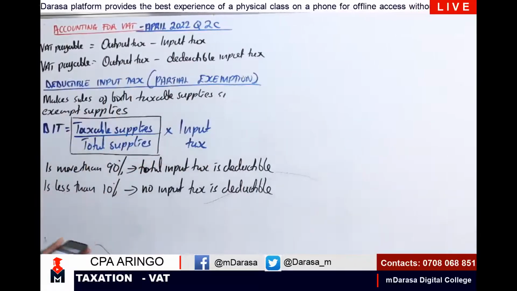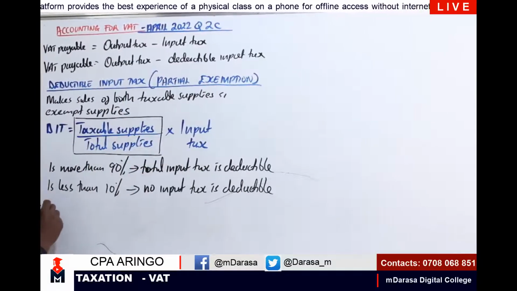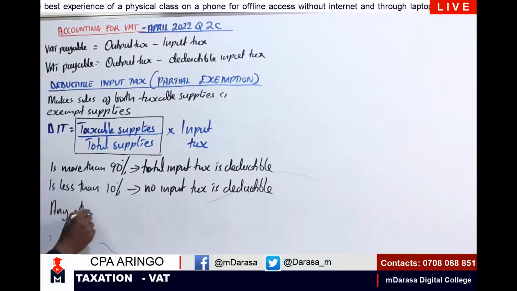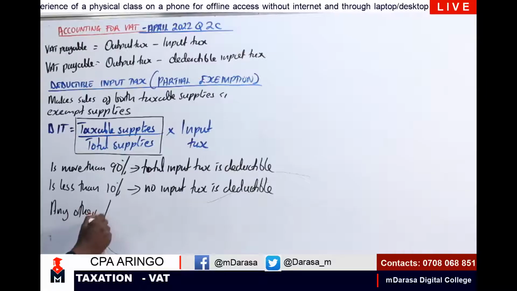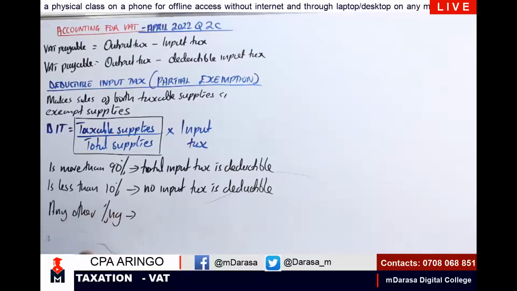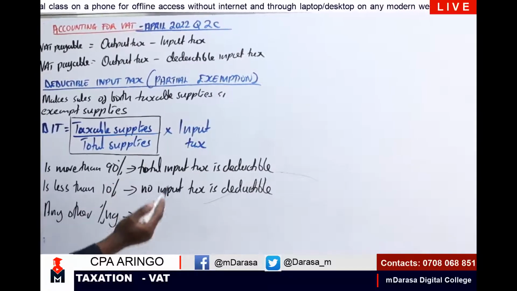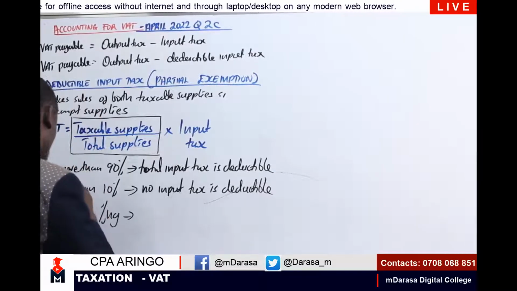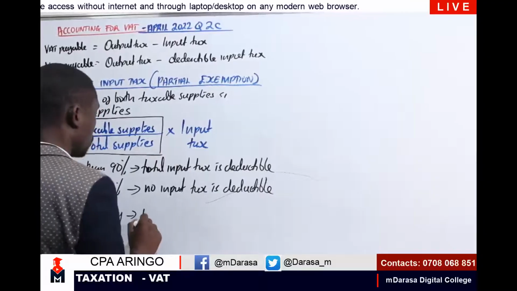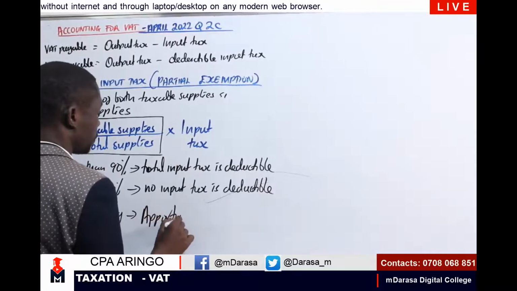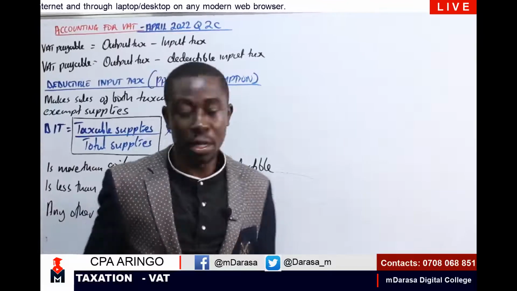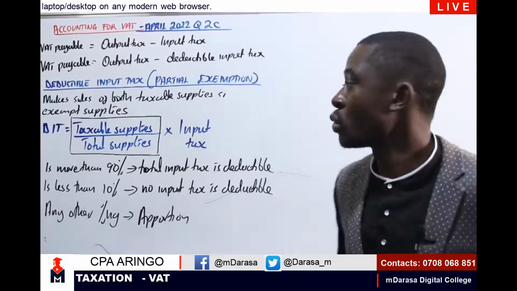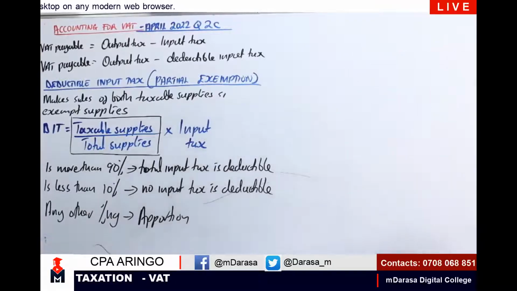In the event that I'm having any other percentage that is not 90% and more, and is not 10% and below, in that case, therefore, we are supposed to take a proportion. That is what we are going to apportion. So we'll always be required to do this test to enable us to know at what point I am supposed to take this item as deductible input.